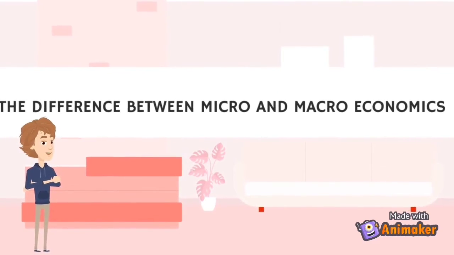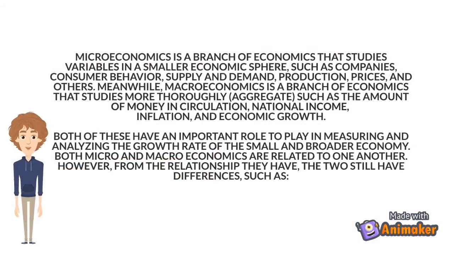The difference between micro and macroeconomics. Microeconomics is a branch of economics that studies variables in smaller economic spheres, such as a company's consumer behavior, supply and demand, production, price, and others. Meanwhile, macroeconomics is a branch of economics that studies more broadly, such as the amount of money in circulation, national income, inflation, and economic growth. Both of these have an important role to play in measuring and analyzing the growth rate of the smaller and broader economy. Both micro and macroeconomics are related to one another.